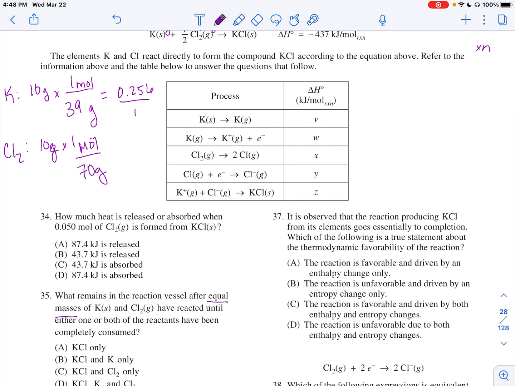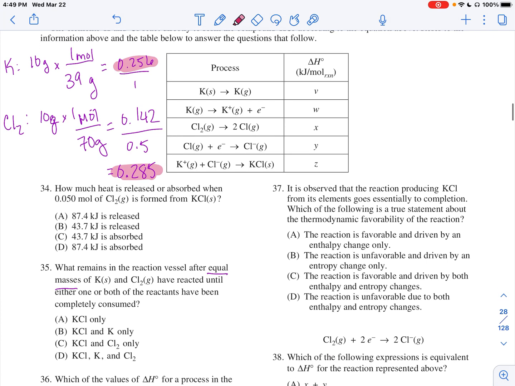Molar mass of Cl2, don't forget it's 2 of them, so it's not 35, it's 70. And then divide by the coefficient, which is 1/2. So that comes out to 0.285. So then I look at this number and this number, pick the lower of the two, and that's the limiting reactant. Okay, so we automatically know K is the limiting reactant.